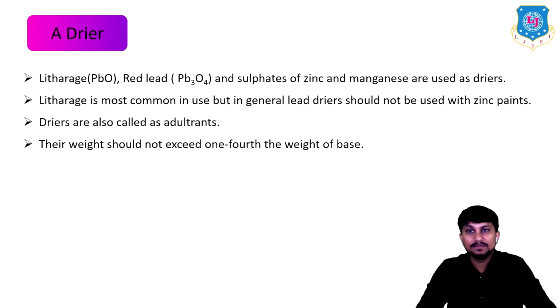Litharge (PbO), red lead (Pb3O4), and sulfates of zinc and manganese are used as dryers. Litharge is the most common in use, but in general, lead dryers should not be used with zinc paints. These dryers are also called adulterants. Their weight should not exceed one fourth of the weight of the base. So these criteria should be kept in mind while mixing a dryer with the paint.